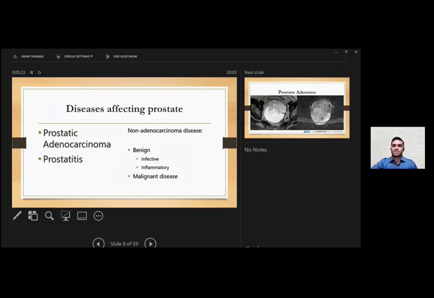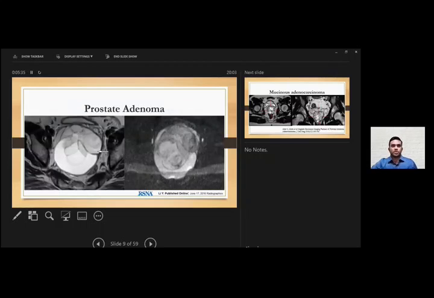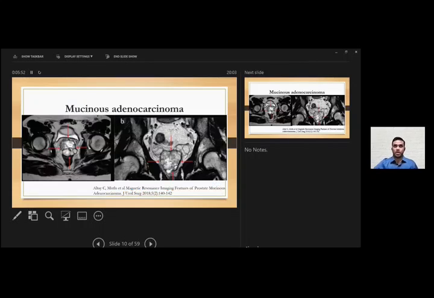Coming to the diseases that affect the prostate, the predominant and most important are the prostatic adenocarcinoma and chronic as well as acute prostatitis. Other benign diseases are also there. For example, this was a curiosity for me when I was searching the literature. When we see a large T2 hyperintense, multiloculated mass-like lesion which distorts the entire prostatic parenchyma, this is supposedly a prostate adenoma.